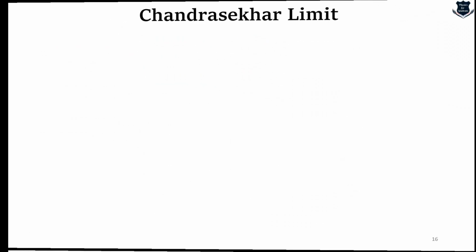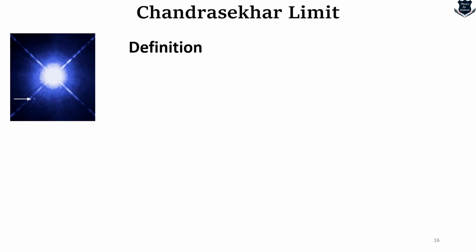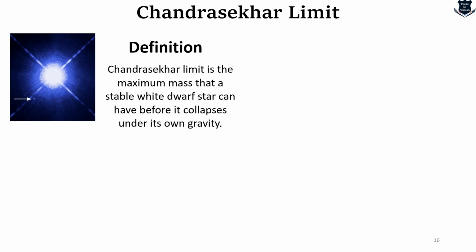We come next to the Chandrasekhar limit. So this is something different. The Chandrasekhar limit is the maximum mass that a stable white dwarf star can have before it collapses under its own gravity, forming a neutron star or a black hole.